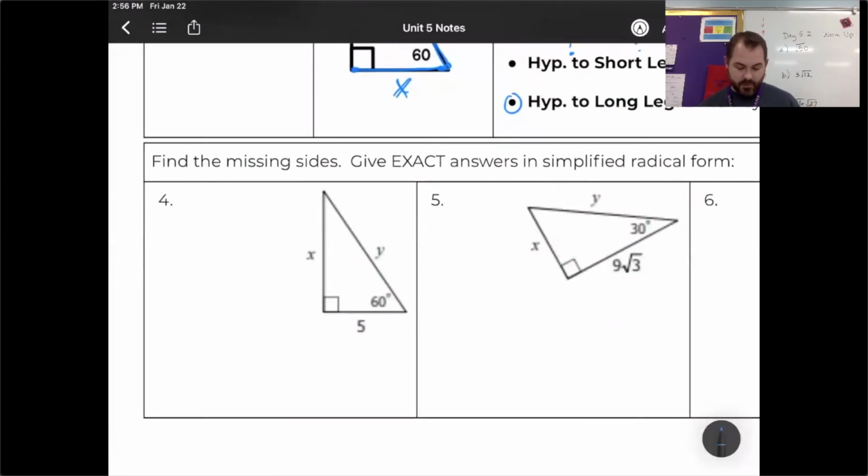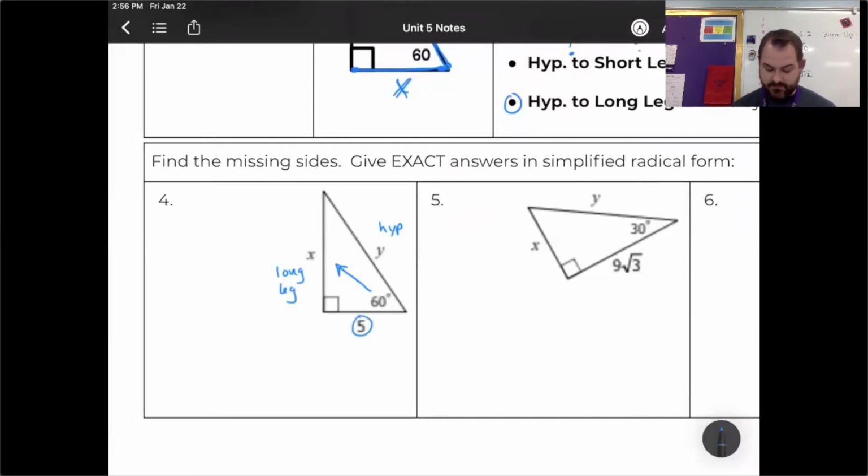Okay, for number 4, we have 2 things we're looking for, x and y. X is the long leg. How do I know it's the long leg? It's across from the 60-degree angle. It's the bigger out of the 2 legs. It looks bigger. And then y is the hypotenuse because it is across from the right angle. Again, that's the easy one to figure out. Hypotenuse is usually the easy one to figure out if you know the short leg.